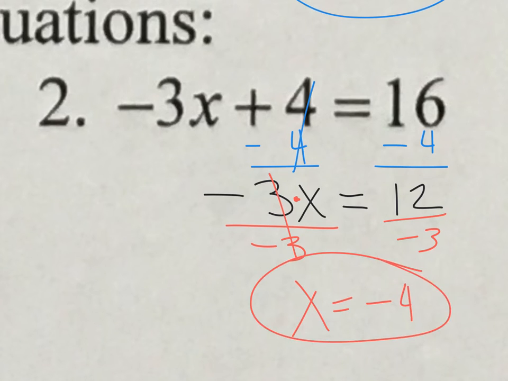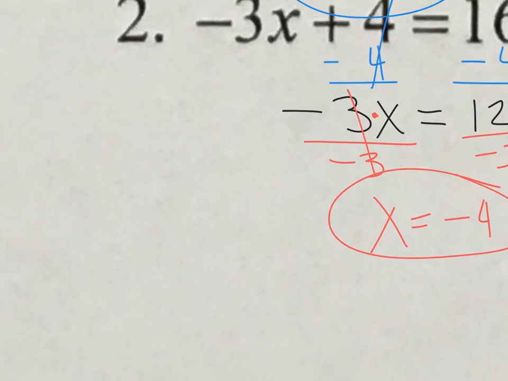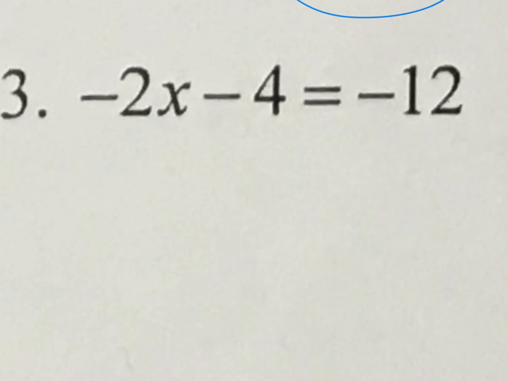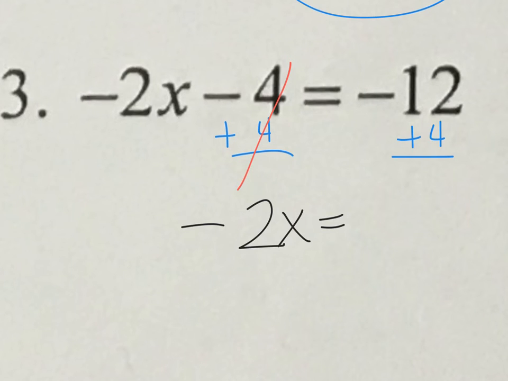I'm sorry. At home, watch this again. Hit pause to slow it down a bit. On this next one, I want to get rid of the -4. I'm going to add 4 to both sides. And then I'm going to cancel it out. Rewrite. Bring down the -2x, the equal sign, and -12 plus 4, if you think about money, is -8.